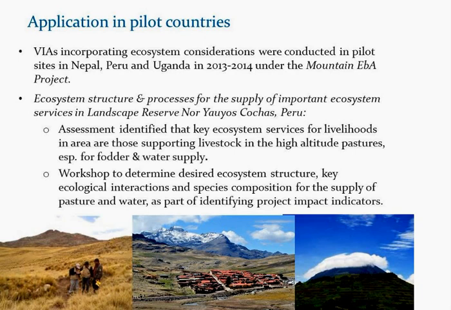And based on these findings, workshops were carried out to determine the desired ecosystem structure, key ecological interactions and species composition for the supply of pasture and water as part of identifying the adaptation goals and also the project impact indicators.